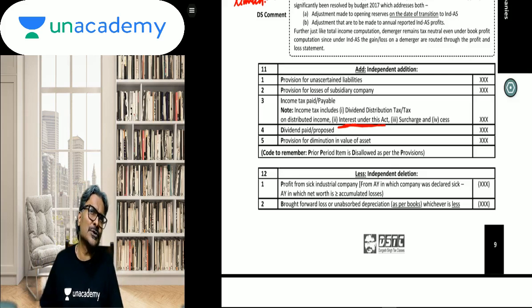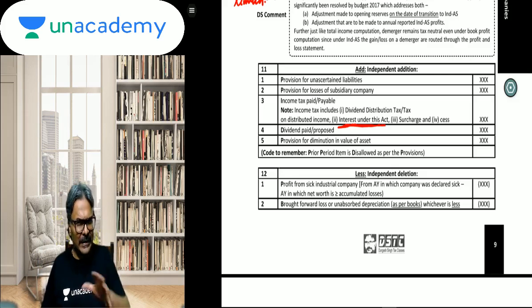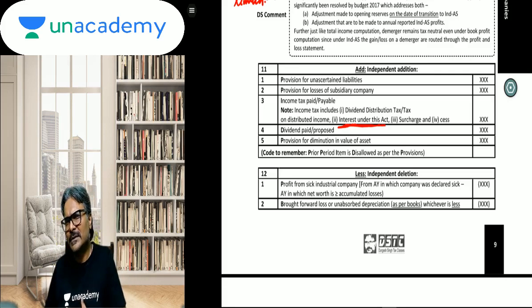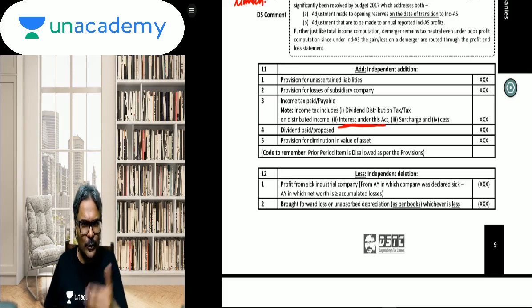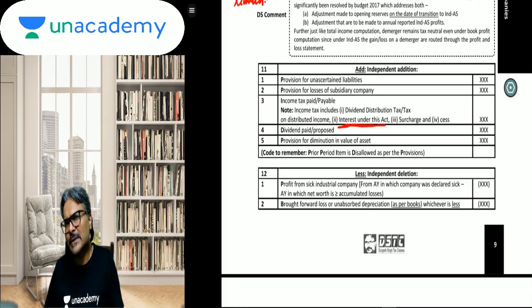Sir, why is it so? It should have been added back. So if it is to be added back, then why don't you also add back the cash disallowances, 40A(3)? Even that should then be added back. Then there is no end. Why don't you then add back the TDS disallowances?